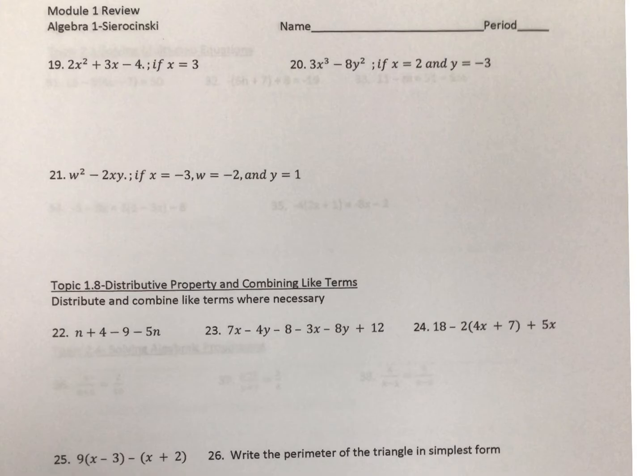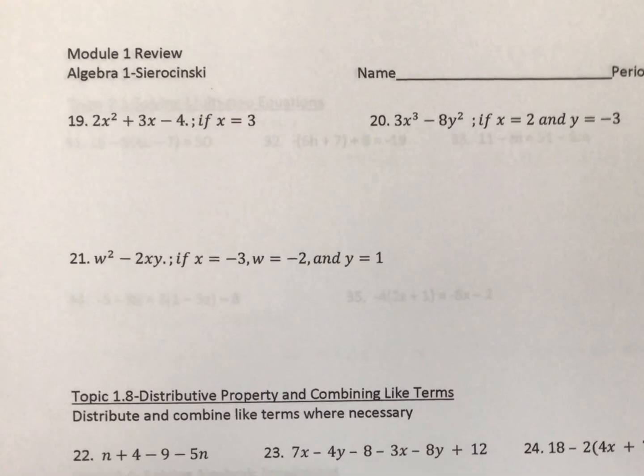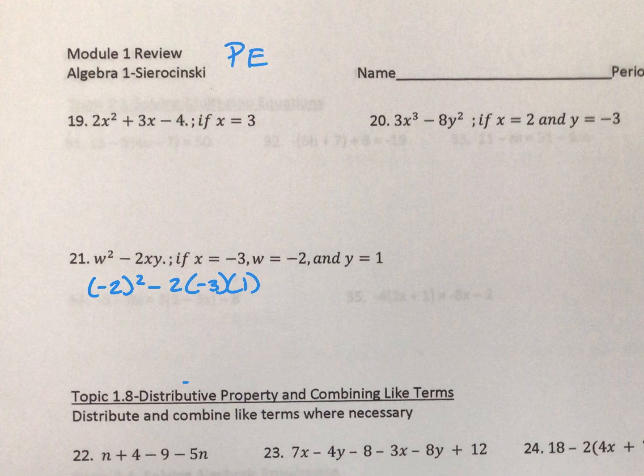I'm going to take one of the substitution examples. Let's look at number 21. Let's just take the hardest one off y'all's plate. Important thing to remember is that when you substitute, you always use parentheses around the value that you're substituting. So I have negative 2 squared minus 2 times negative 3 times 1. And same for these, order of operations, right?